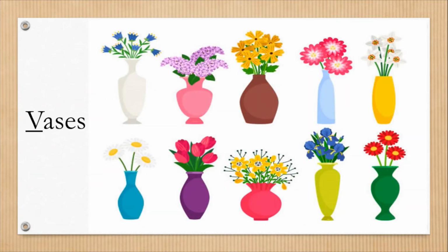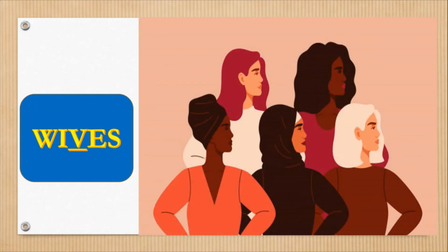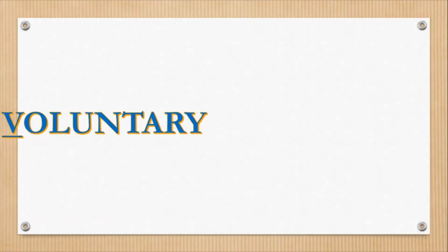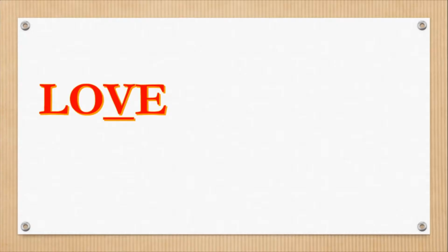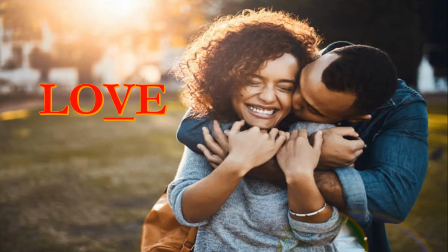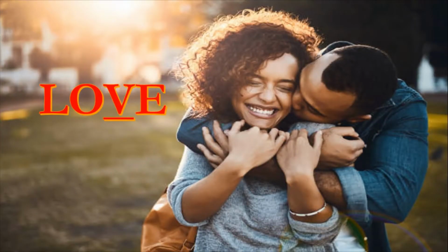Okay, let's also look at this. Verses. We have wives. Let's go. Voluntary. This is love. I believe you're pronouncing that after me. Very good. Pay particular attention to where the sounds occur and the letters that represent the particular sound in the word.